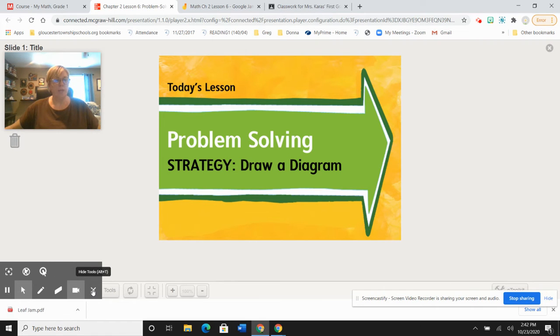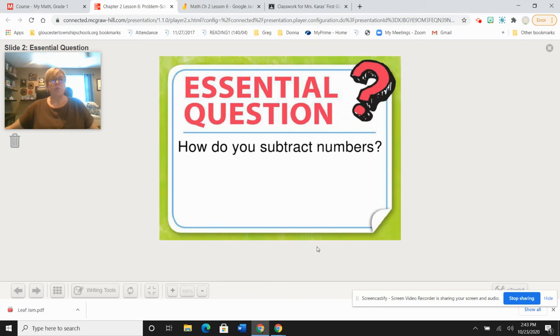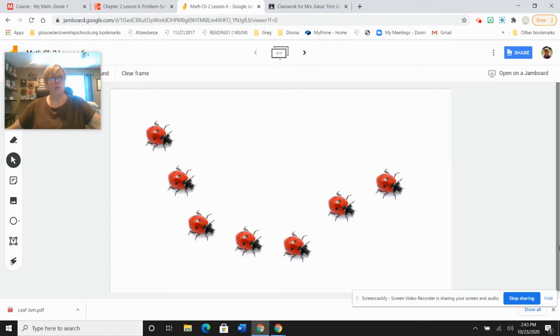That's the one thing I don't want you to do: get so focused on what you're drawing that you forget what you're trying to solve. Once again, our essential question for Chapter 2 is, how do you subtract numbers? Before we get right into our lesson, I'd like to do a little warm-up. You can see here that I have all these little ladybugs, and they've landed on this piece of paper.